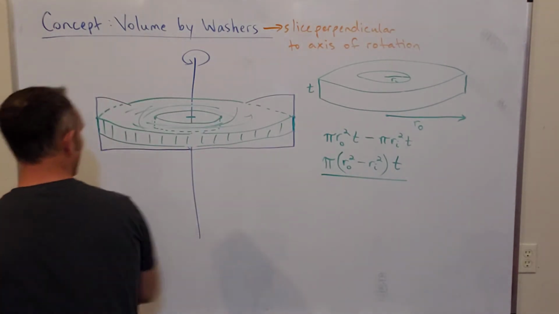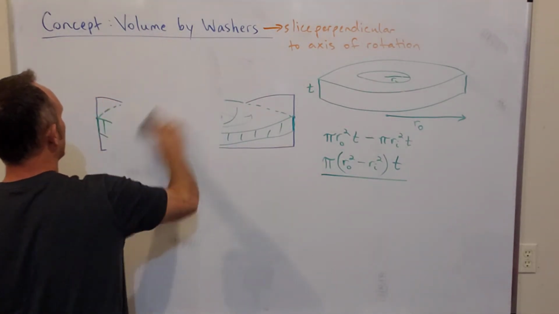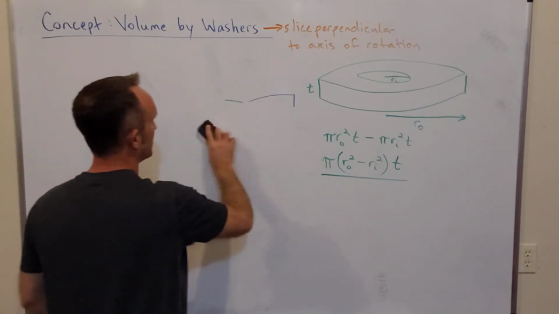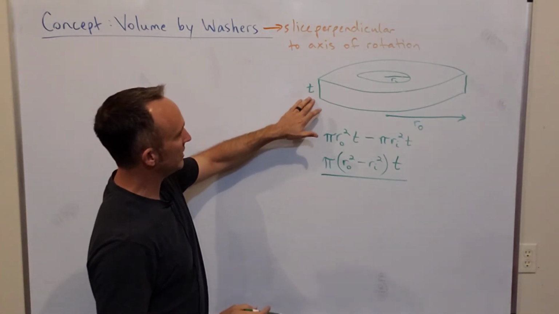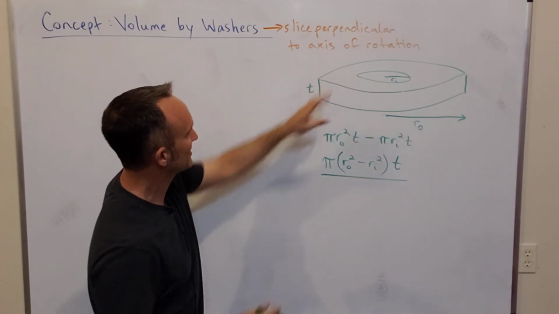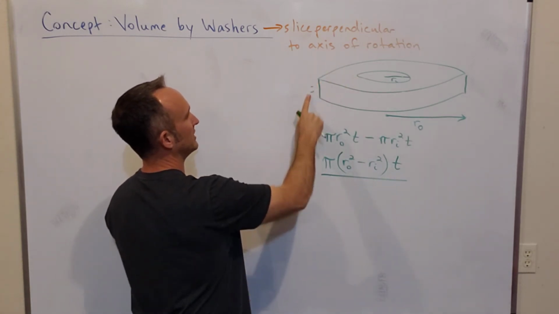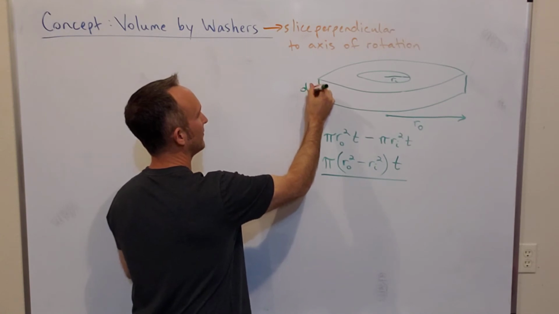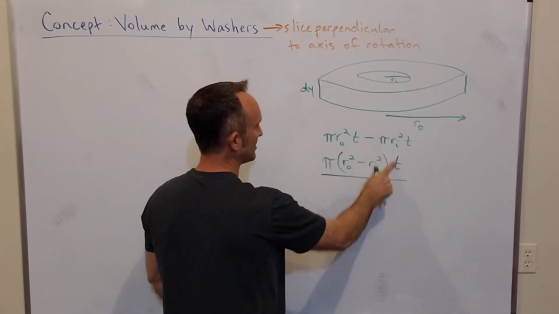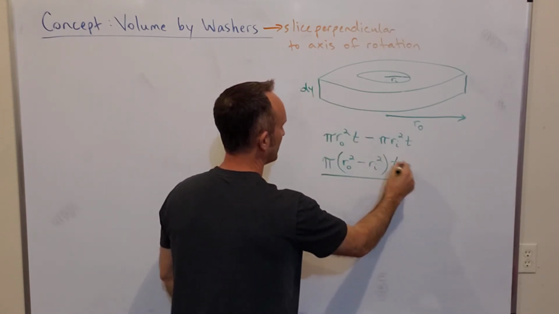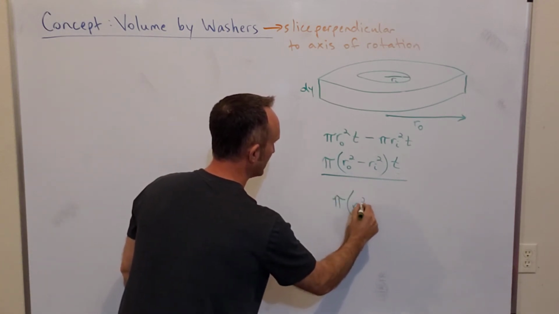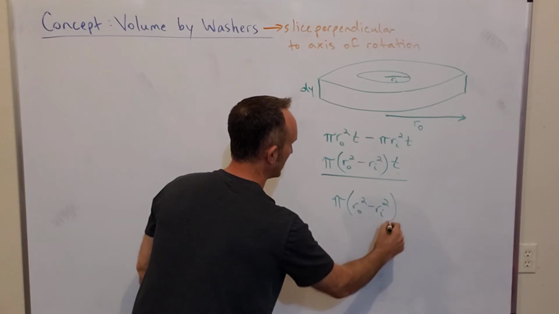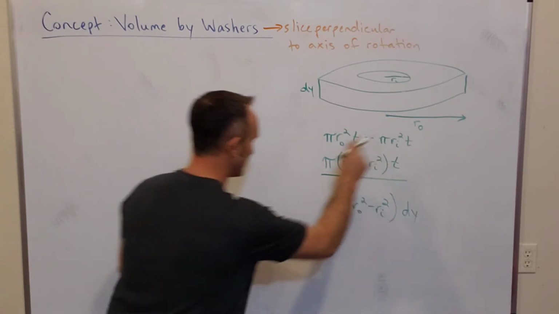Now, your disk can be oriented horizontally as such. When you have a horizontally oriented disk, your thickness is measured vertically. So this is dy, okay? So in this case, your t is dy. If you have a horizontal disk, you've got pi times your outer radius squared minus your inner radius squared times dy.